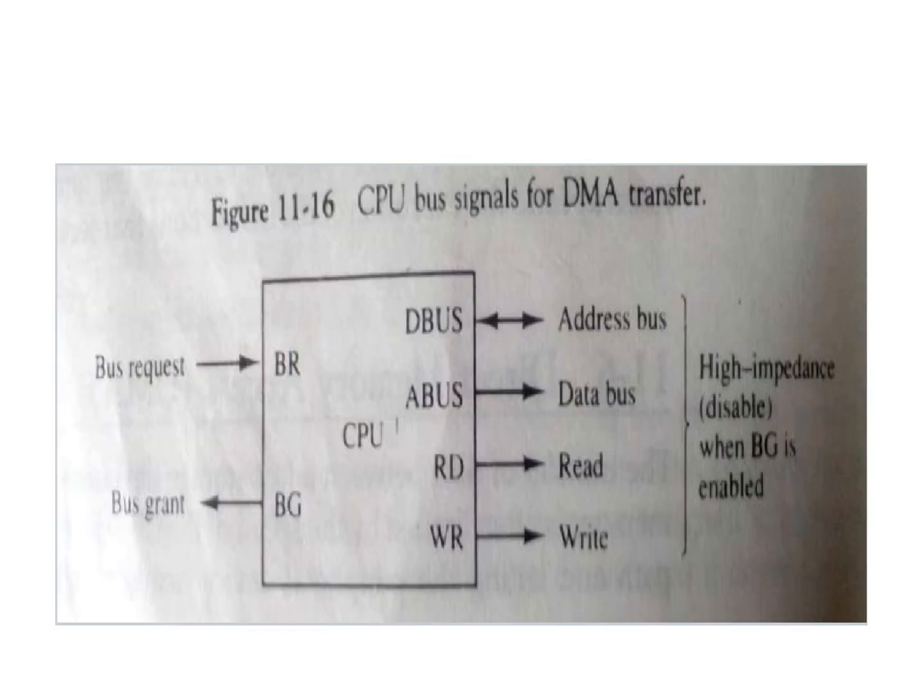CPU bus signals for DMA transfer. In this diagram, there are two signals. One is bus request and another one is bus grant. The bus request line indicates the signal for requesting the bus, and BG is bus grant. On receiving the BR signal, CPU stops its work on bus and assigns bus to the DMA controller. This will be indicated by enabling the bus grant line. D bus is data bus. This will be bidirectional. A bus is address bus.